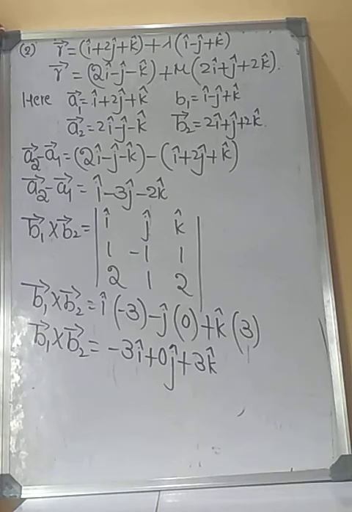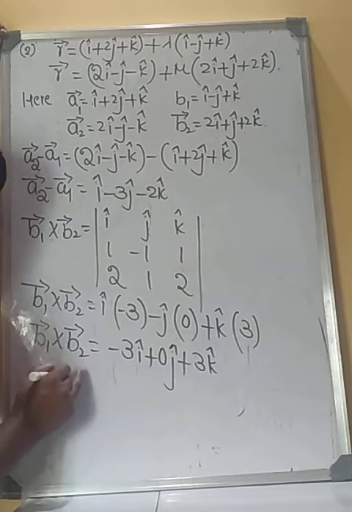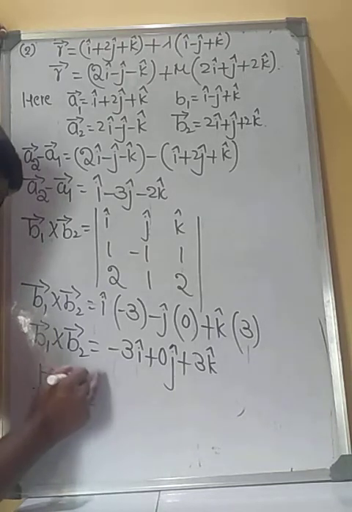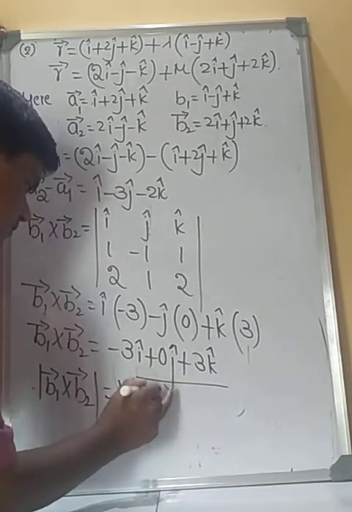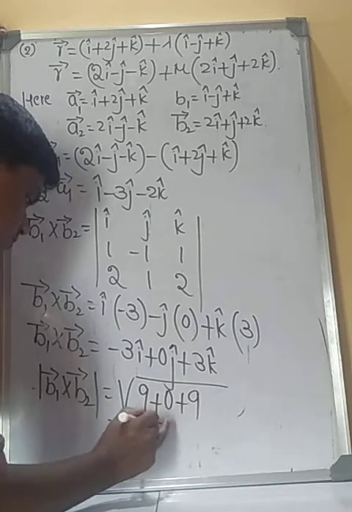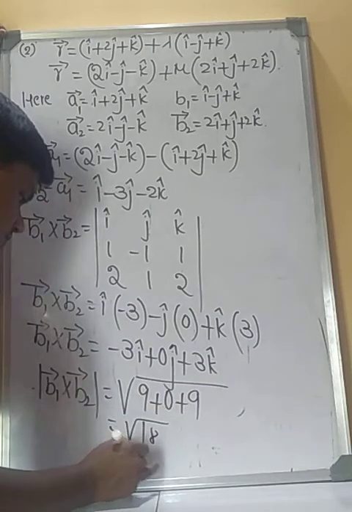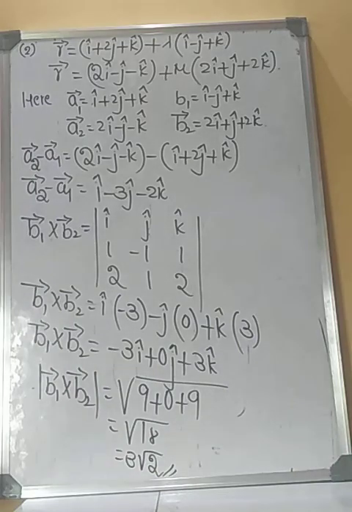So the magnitude of B1 vector cross B2 vector is equal to root of 9 plus 0 plus 9, which is root of 18, which is 3 root 2. The magnitude of B1 cross B2 vector is 3 root 2.